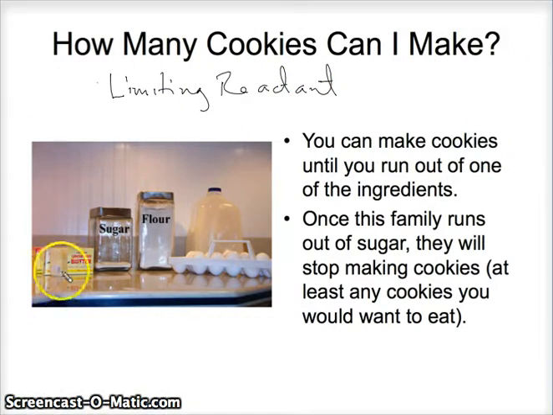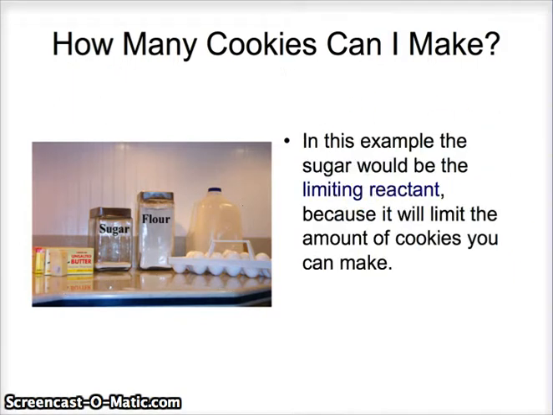So when you look at this, you can see we have a pound of butter, maybe a cup or half a cup of sugar, a full flour bin, a full gallon of milk, and 12 eggs. So really, which one is going to limit the number of cookies cooked? Well, the sugar. The sugar is really what limits the cookies. It limits how much I can produce. That's what a limiting reactant is.